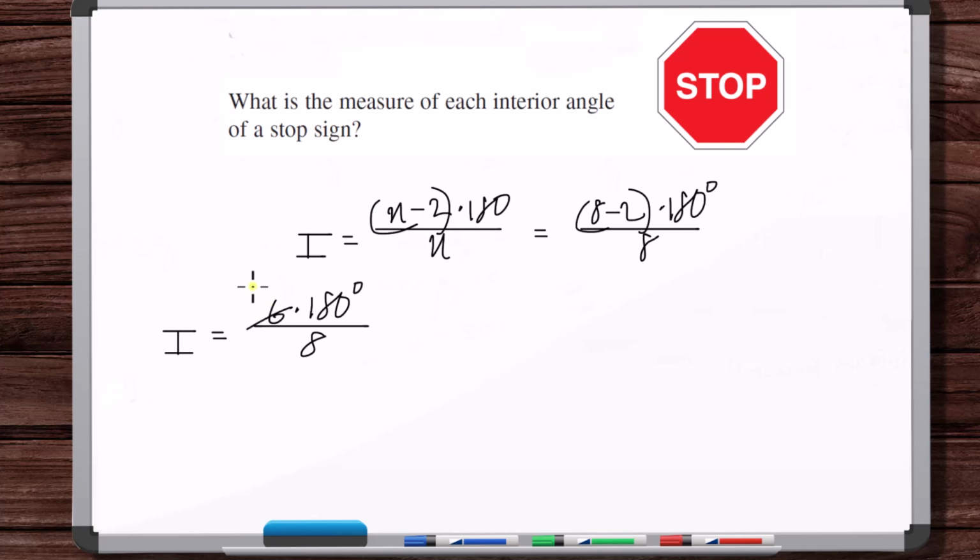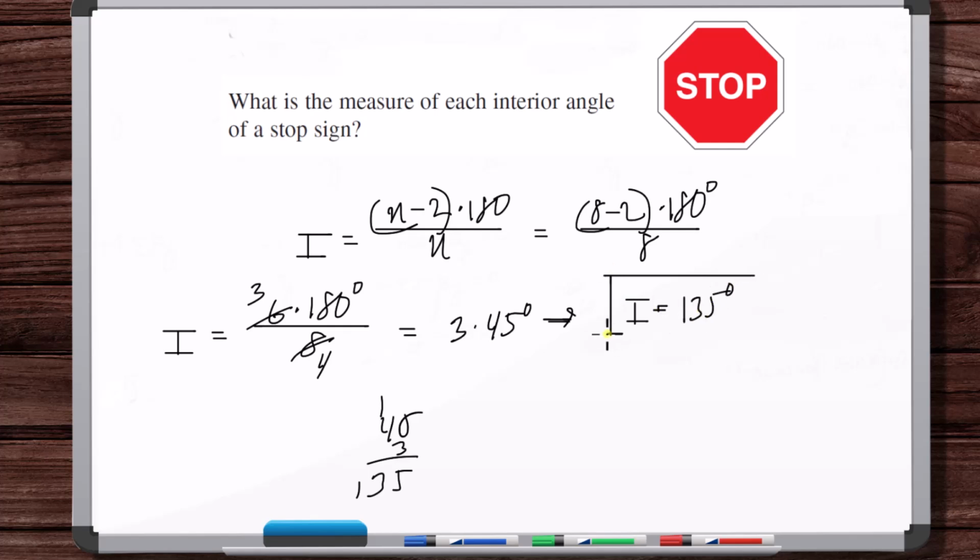6 divided by 2 is 3. 8 divided by 2 is 4. So 180 divided by 4 is 45. So 45 times 3 is 135. So each interior angle in this stop sign is going to be 135 degrees.